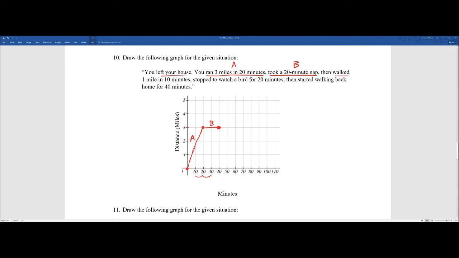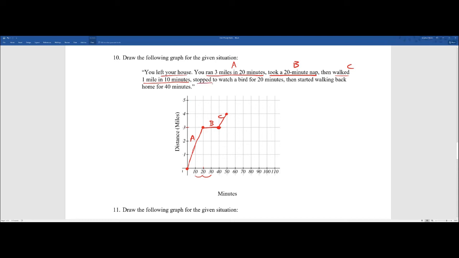Now, we walked 1 mile for 10 minutes. So for 10 minutes, we walked 1 mile. So 40 plus 10 is 50 and 1 mile. Okay, and again, that is part C.